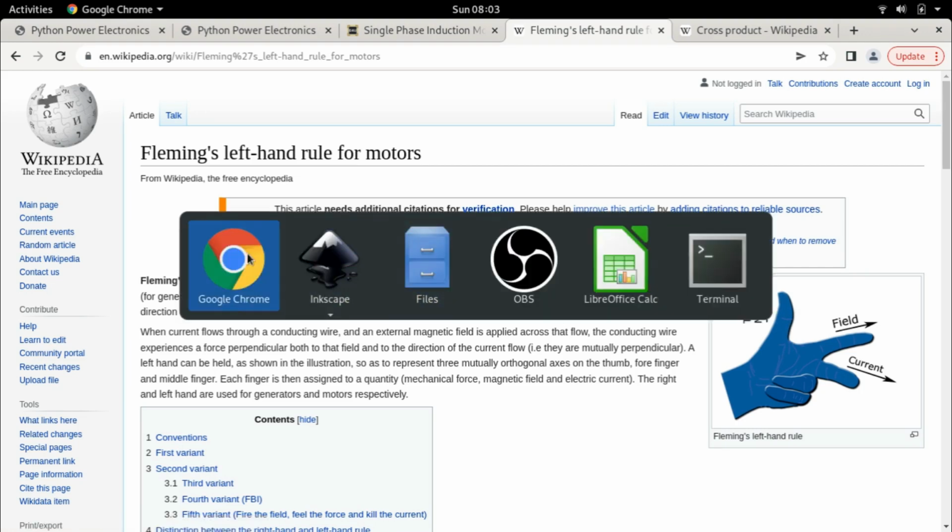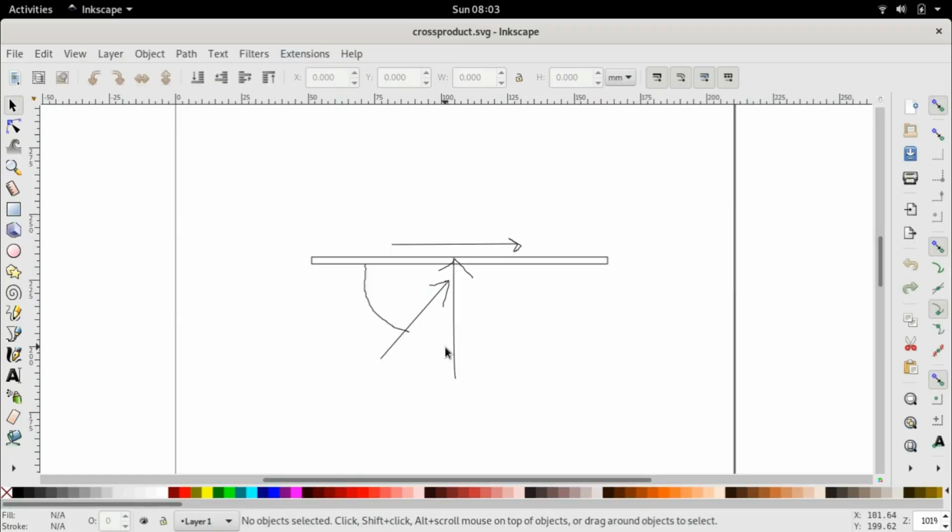So if we go back to our diagram, and if we use Fleming's left hand rule, you will see that if I point the forefinger in the direction of the magnetic field and the middle finger in the direction of the current, the thumb, which is the direction of the mechanical force, is coming out of the page. So this mechanical force will cause the conductor to jump out of the screen, right?